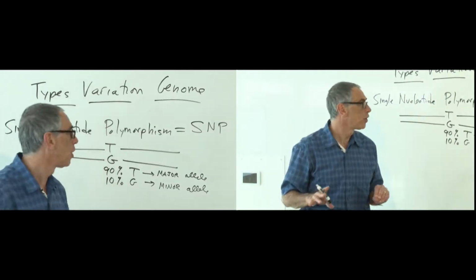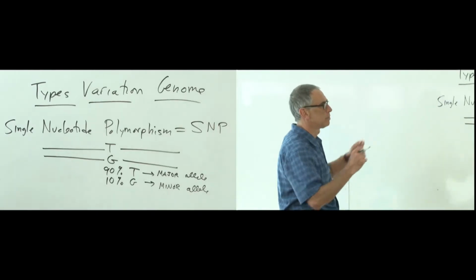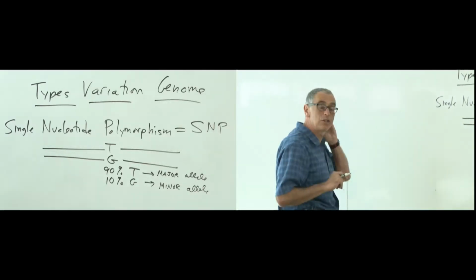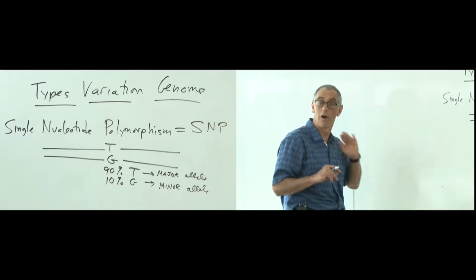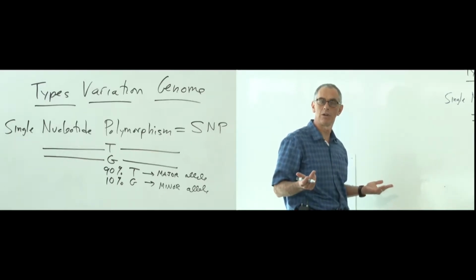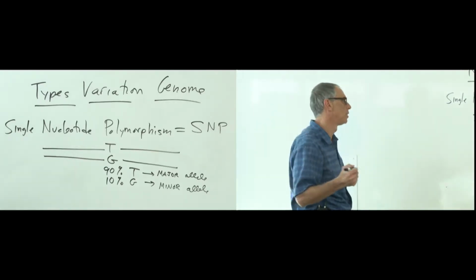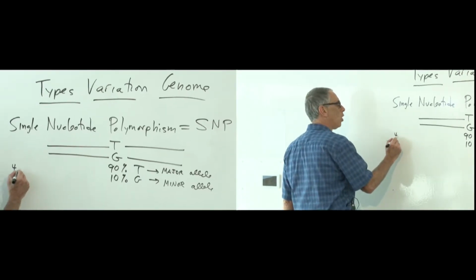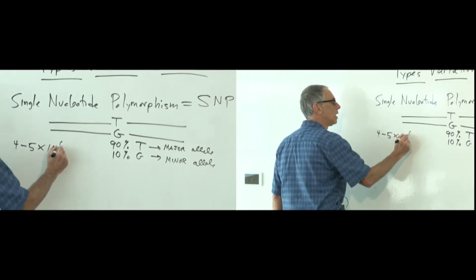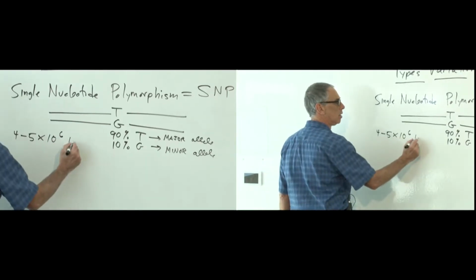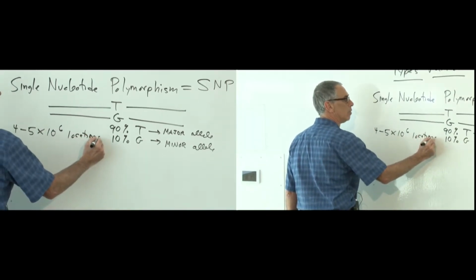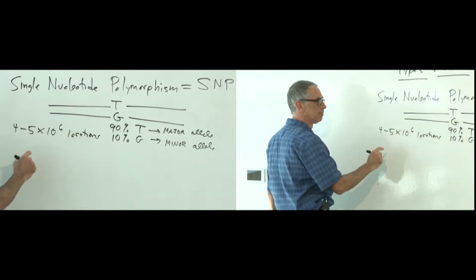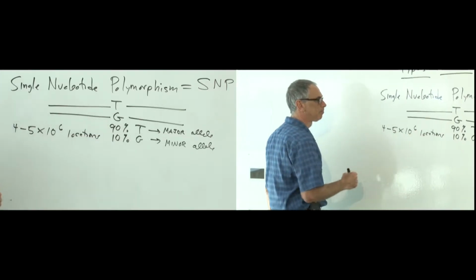Okay? So how common is this? I told you it was the most common. If I take two random humans on Earth, sequence their genomes, and compare the two genomes, I will see that they will differ at 4 to 5 million locations in their genome by a single base. So a T versus a G.